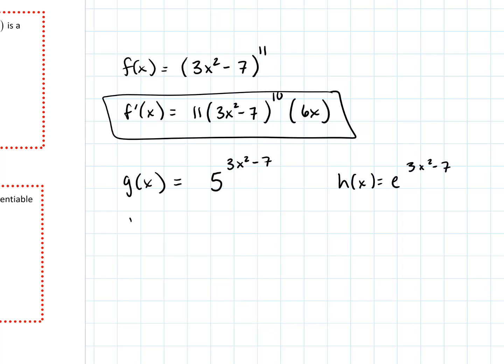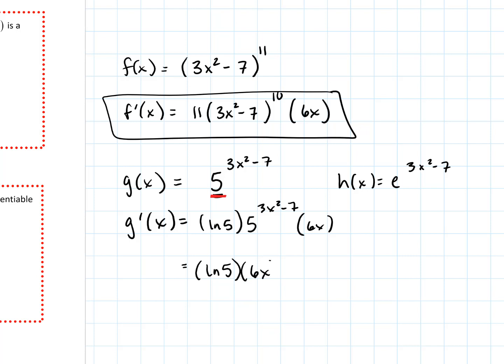With the generalization here, when I take g prime of x, again I see that exponential, so I think, okay, notice the base is not e, it's 5. So I will have natural log of 5 times 5 to the 3x squared minus 7 times the derivative of 3x squared minus 7, which is 6x. And so we could rewrite that. We've got that constant natural log of 5, and I don't want to simplify that. I want to leave that in its exact form, times 6x times 5 to the 3x squared minus 7.